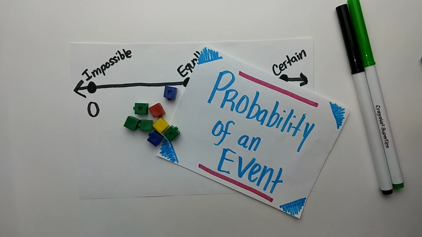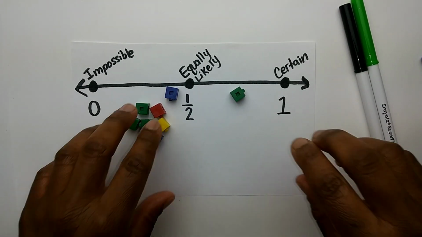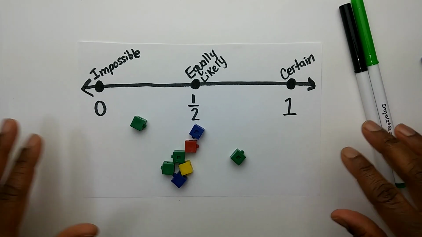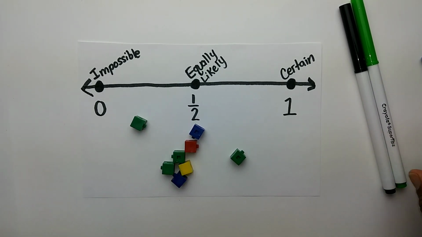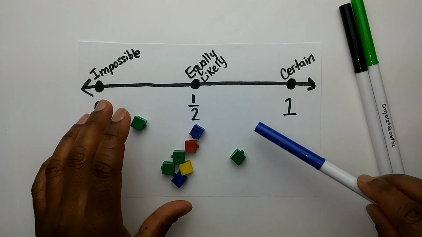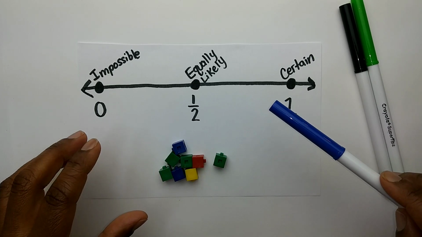In this video, we will talk about probability of an event. I'm going to introduce that to you all using a number line. Here on this number line, I have it already pre-labeled as 0, 1/2, and 1 whole. Let's take a look at these cubes and we're going to discuss probability of an event occurring.